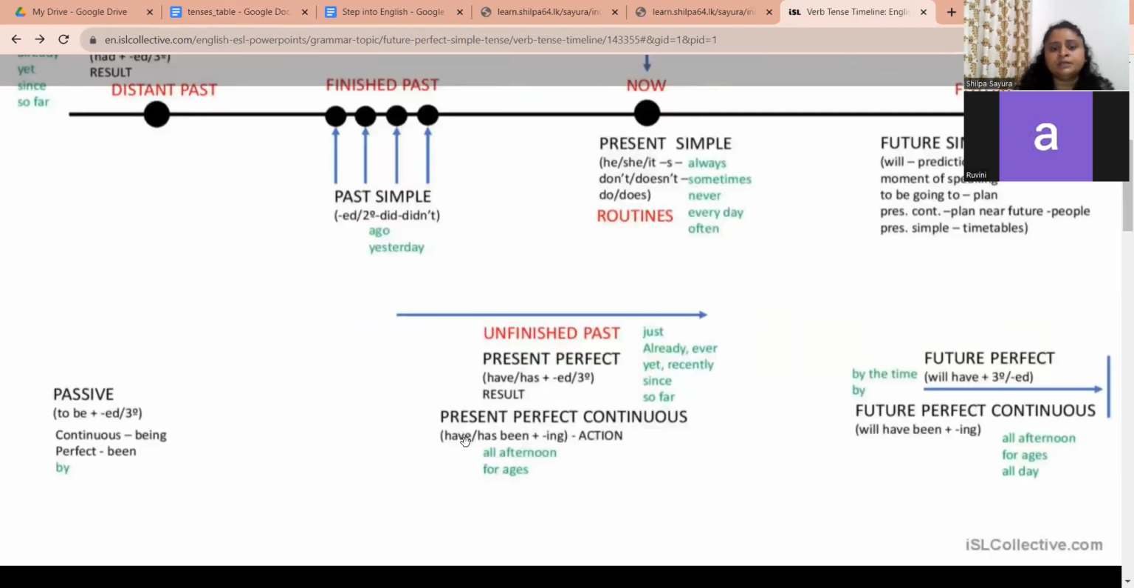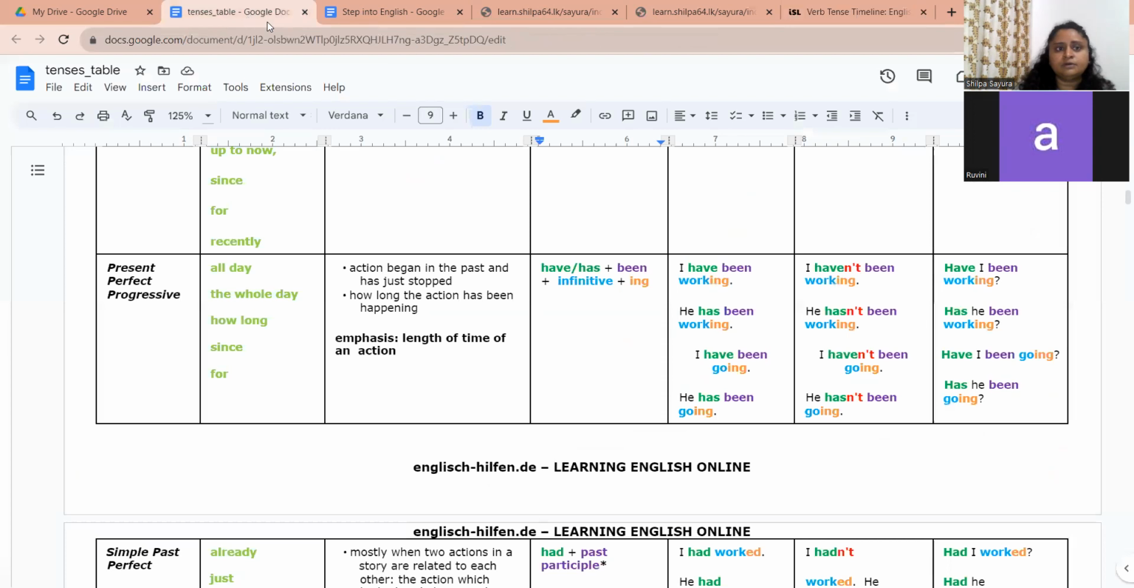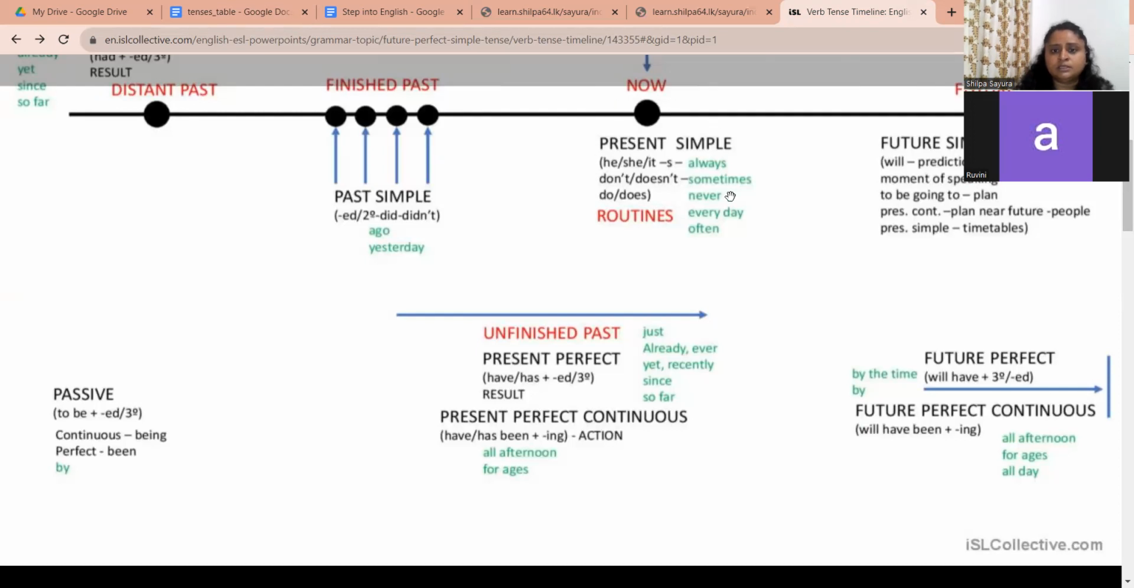So here see, an action which happened in the past and similar to it has been happening. It has been happening all the time up to a certain period and having the results to the present. Okay, so let's see some examples for that too, using our verbs. Two verbs, work and go. Right? So why do we use present perfect progressive? Action began in the past and has just stopped. But here you notice it has just stopped.